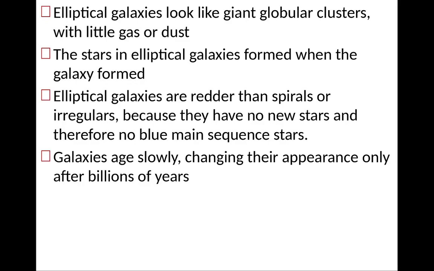Elliptical galaxies are much older. They have very little gas and dust, and look basically like giant globular clusters. The stars of the galaxy formed when the galaxy formed. Elliptical galaxies are redder than spirals or irregulars because they have no new stars, and therefore no new blue main sequence stars. And galaxies age slowly. They only appear in the universe after billions of years.